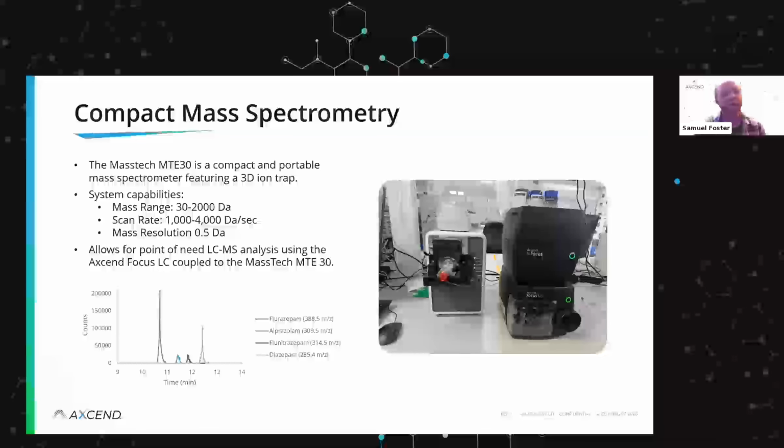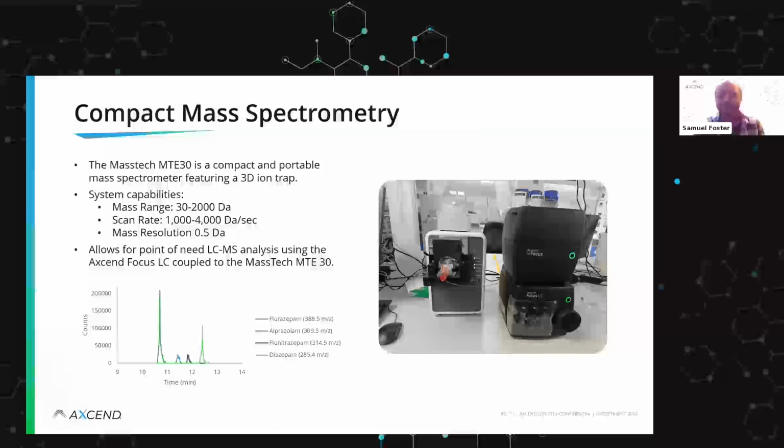Additionally, I talked a little bit about the ion trap mass spec. This is sort of a love of mine, this compact mass spectrometry. This is a company we partner with called MassTech. They make the MassTech MTE30. You can see it over there on the right next to the Axcend system. It's a compact and portable mass spectrometer that features a 3D ion trap. It's a very powerful system. It doesn't need external vacuums, it doesn't need external gas supplies, it's fully portable.